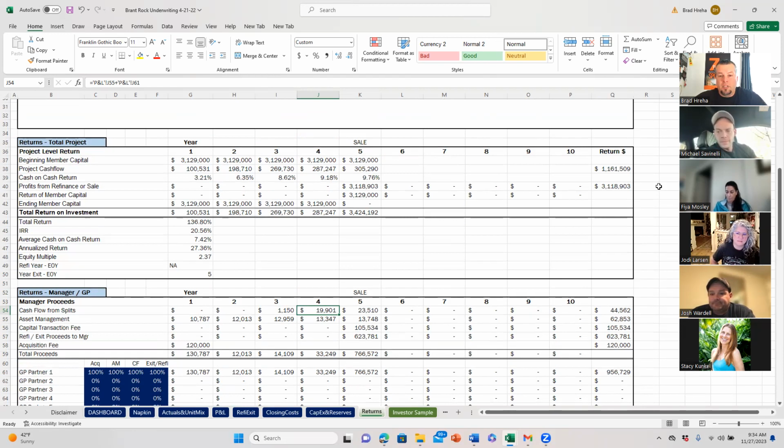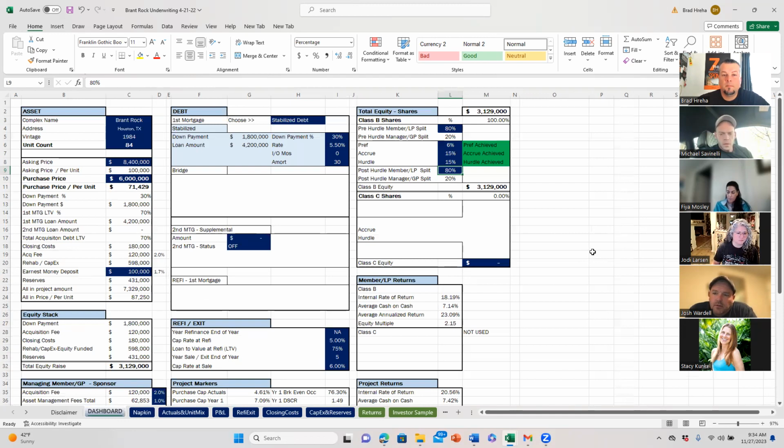While I have this open, is there anything else anyone wants to see regarding any of the pages? Any questions? Want me to just toggle around some things? Yeah, I wanted to go back to the, which page is it? Not the dashboard, P&L. Go back to the P&L.